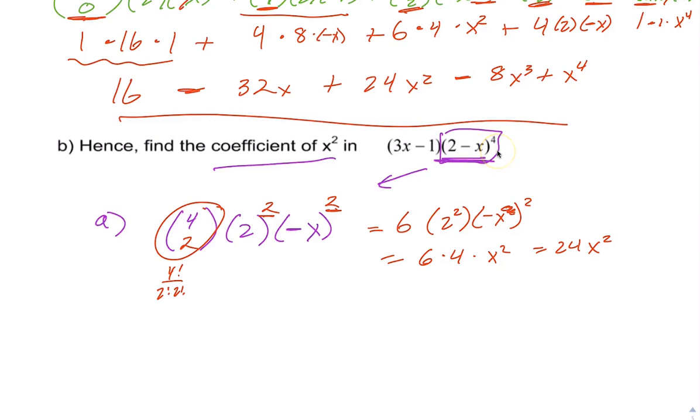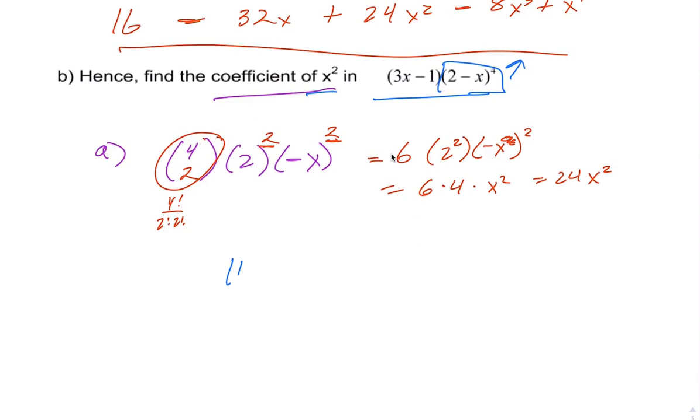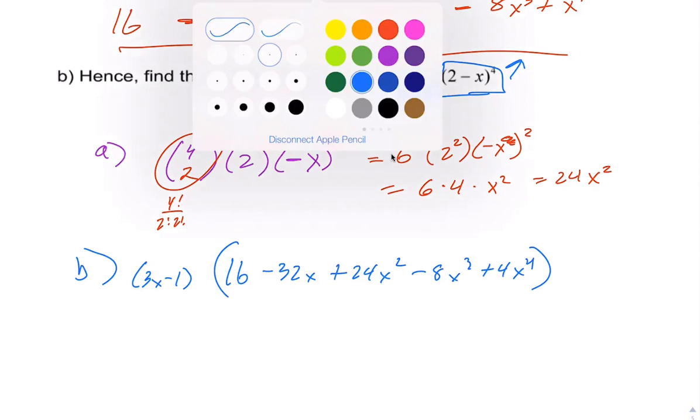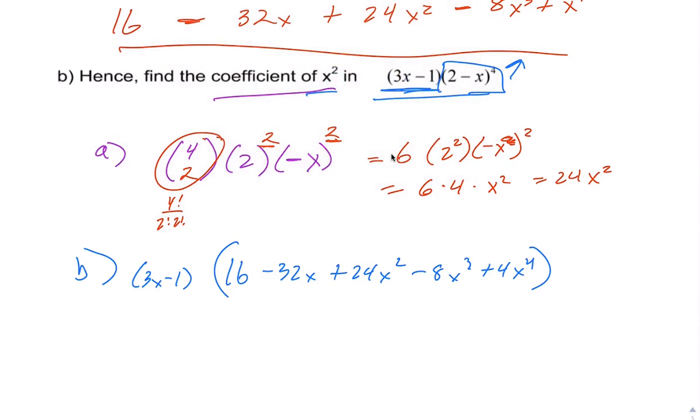Now if I want to do this whole problem, what they're actually asking me to do is a little more complex. To find x squared in all of this, I'm going to go back to what we used before. We actually know what this is. It's up there. So I know all of that is 16 minus 32x plus 24x squared minus 8x cubed plus x to the 4th. And I want to multiply that by this guy, 3x minus 1. And all they want is the x squared term.